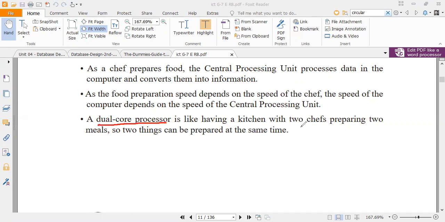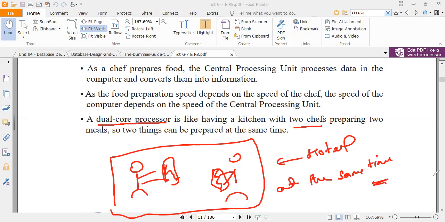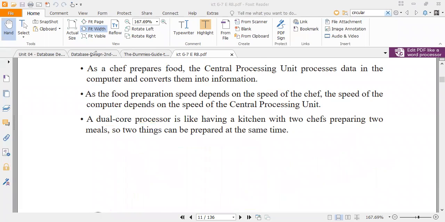It's like having a kitchen with two chefs. One is preparing something and the other is also preparing something at the same time, right? In a hotel, at the same time. So this is how we get to know what exactly the computer processor is. It is indeed easy.